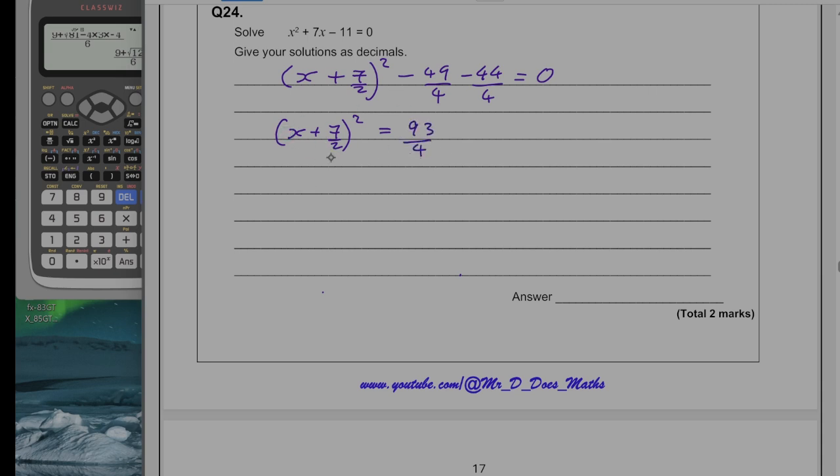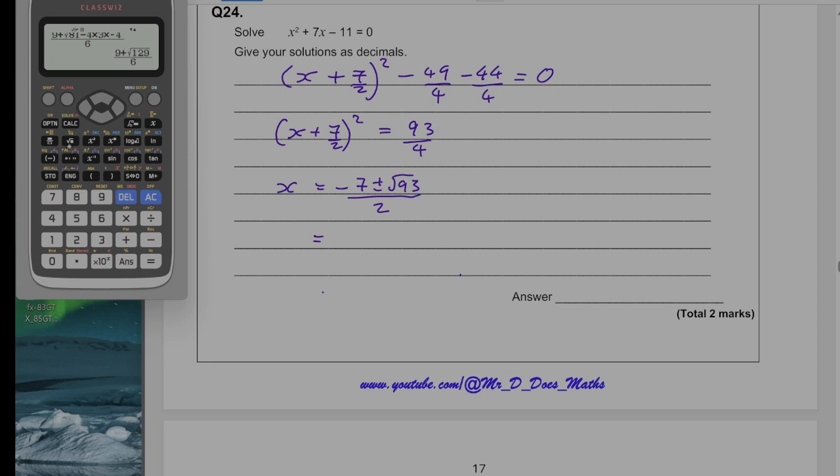Now if I square root both sides and take this term over, that will give me x is equal to minus 7 over 2, and then the square root of this would be 2 on the denominator, which is what I've combined there. So plus or minus root 93. And then I want my positive and negative value of that.